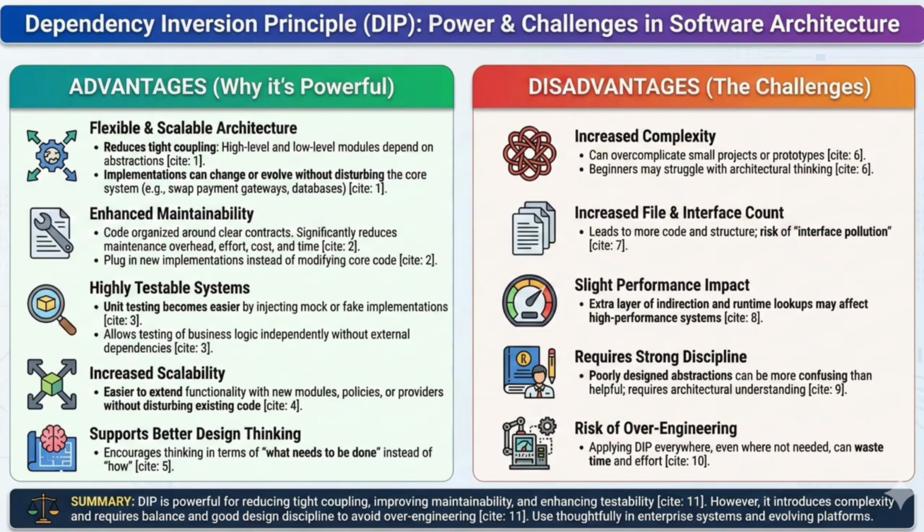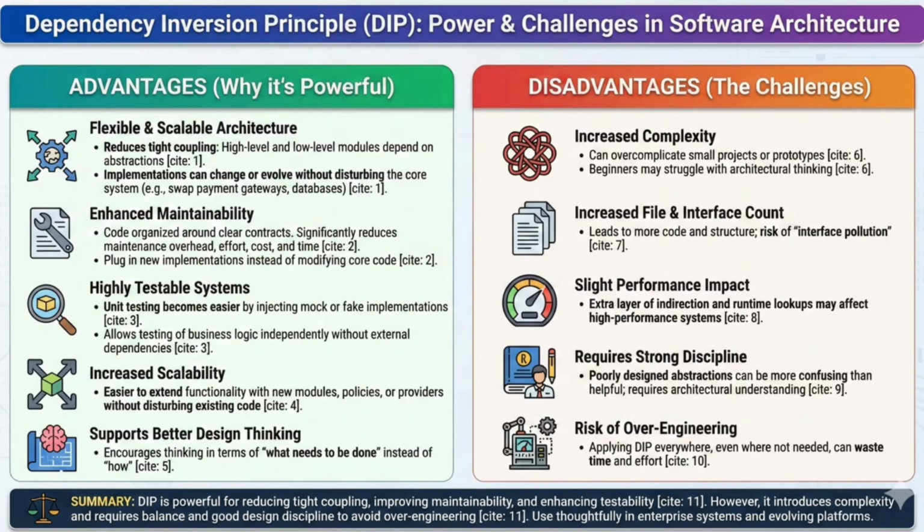Real-world enterprise systems live for years and constantly evolve. Requirements change, technologies get upgraded, frameworks become outdated, and business policies shift. Without DIP, systems become harder to maintain because everything is interconnected. One change breaks 10 other things.